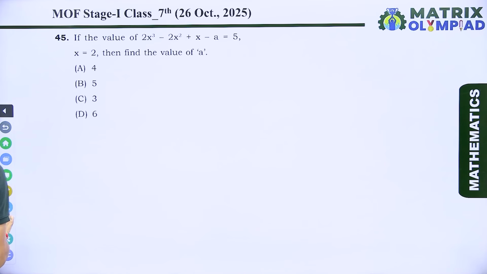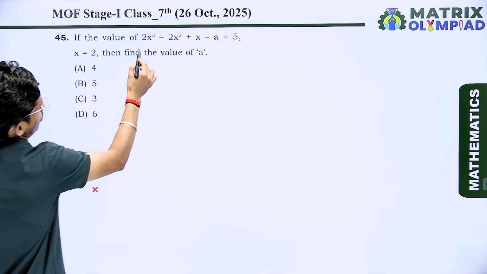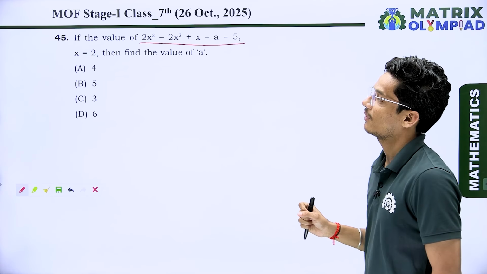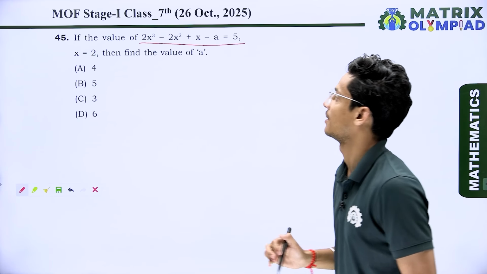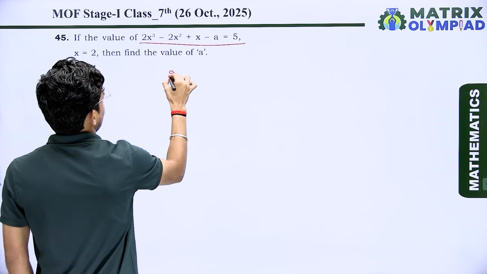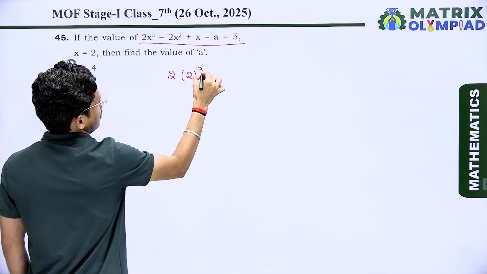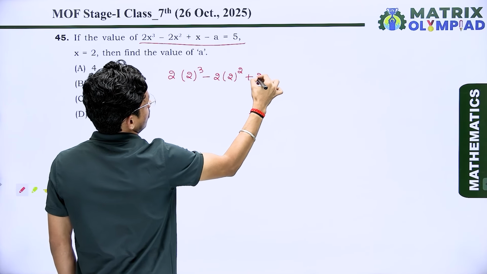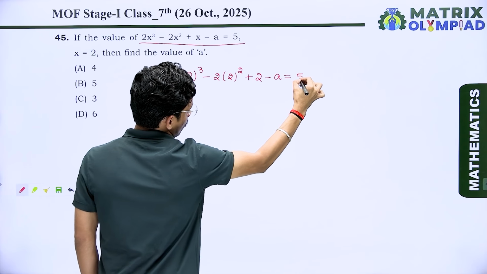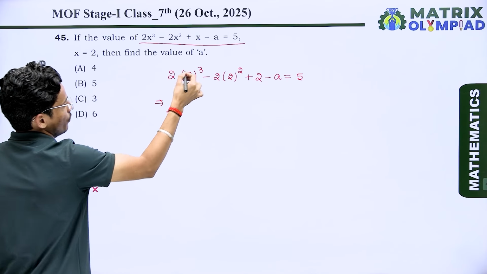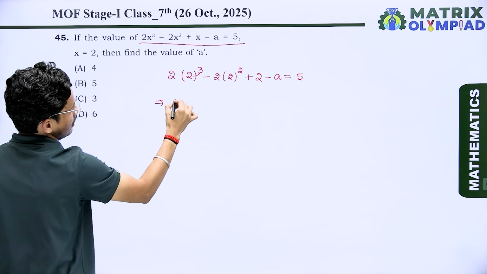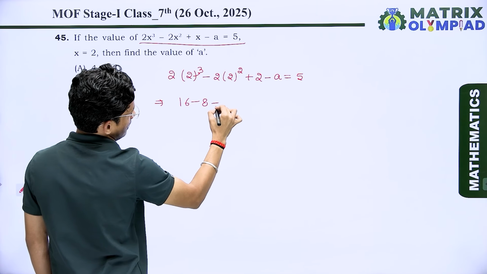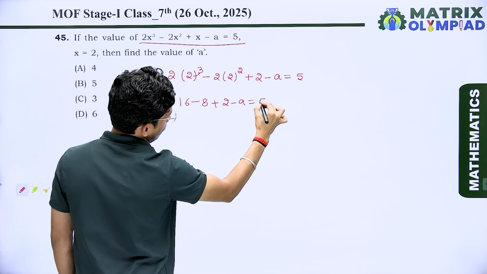Now the next question: if the value of 2x cube minus 2x square plus x minus a equals 5, and x is equal to 2, then find the value of a. So here I can write 2 into 2 raised to power 3 minus 2 into 2 raised to power 2 plus 2 minus a equals 5. Next, 2 raised to power 3, that is 8. 8 twos are 16, and here 4 twos are 8, plus 2 minus a equals 5.